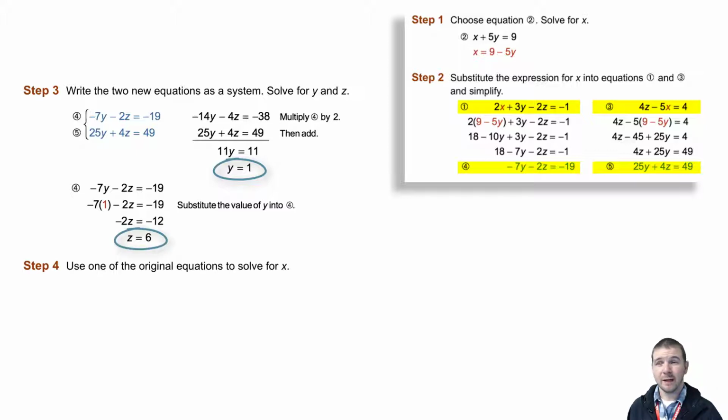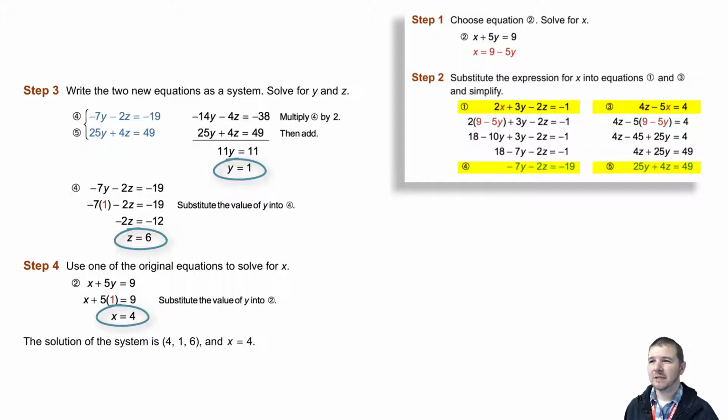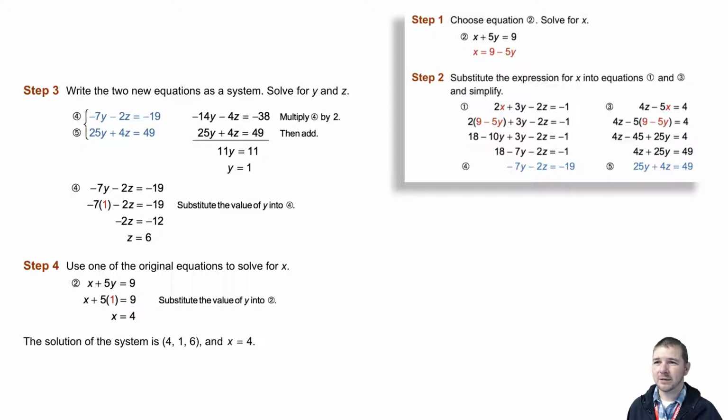Step 4, now that we have y and z, we'll use one of the original equations to solve for x. Here equation 2 is chosen. Substituting 1 for y, we have x plus 5 times 1 equals 9. So x equals 4. We can now state the solution of the system is the ordered triple (4, 1, 6), and x equals 4. So the correct answer is B.